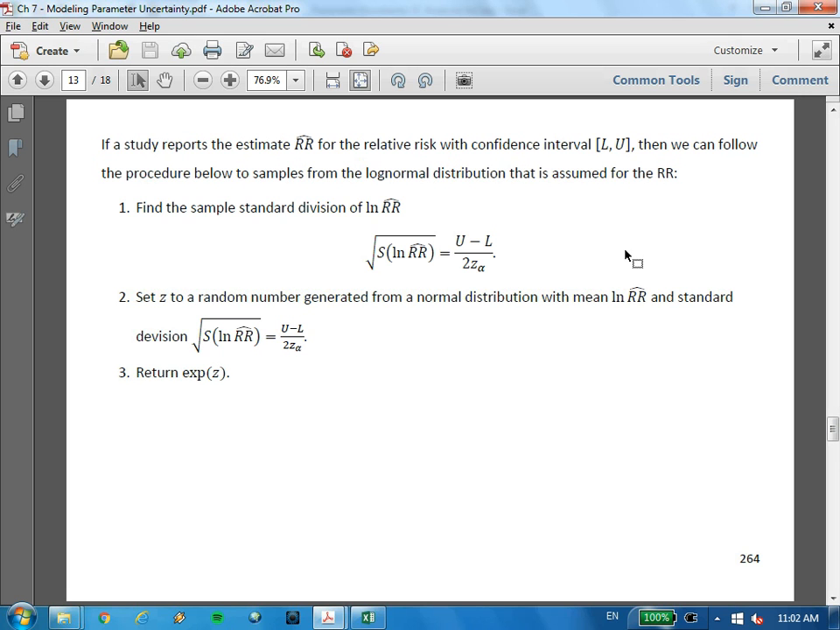So they calculate the relative risk. They assume that the relative risk is distributed according to log normal distribution. They use this assumption to report the lower bound or the 95% confidence interval. Now we want to move back from what is reported in the literature to be able to sample from the relative risk. Stay with me, all right?